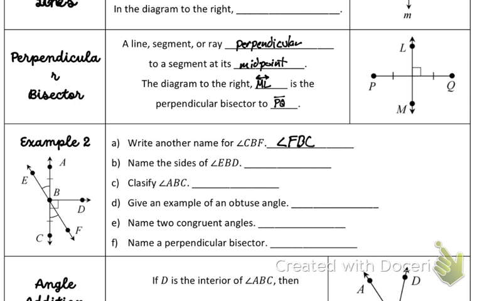I would agree with that too. All we have to do is switch these first two letters. We definitely can't use just one letter because there's way too many of them. Name the sides of angle EBD. Let's go this group.